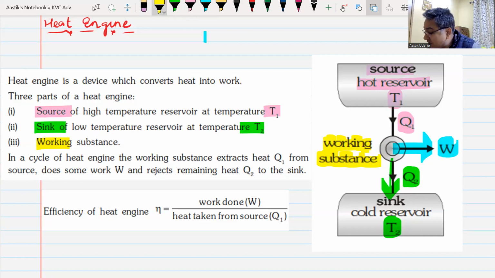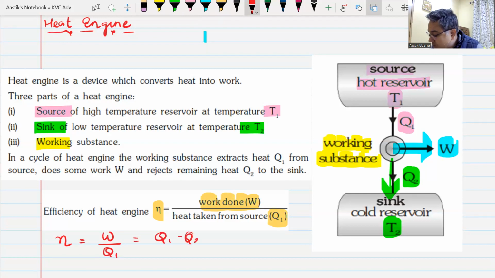Efficiency of a heat engine, or efficiency of anything, would be output, which is work done, divided by input, which is Q1. Yes or no? So you can write eta as W divided by Q1, but W will be equal to Q1 minus Q2, so eta is (Q1 minus Q2) divided by Q1. From here, you can get 1 minus Q2 by Q1. Do we understand this? Yes, sir.